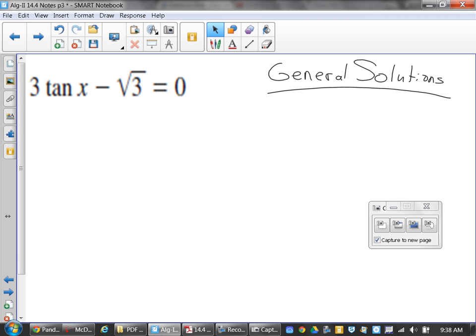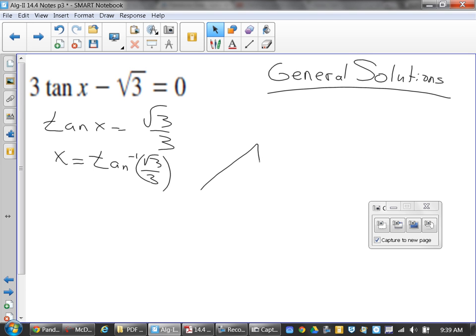So if we have 3 times the tangent of x minus root 3 equals 0, and I'm going to solve for x, does everybody agree I'm going to add the root and divide by 3? Yes. Okay. So I know I have tangent of x is root 3 over 3. So you're asking yourself, what angle has a tangent value of root 3 over 3? 1 over root 3, so 30. So I know that has to be at what degree, or what radian? Pi over 6. So in my triangle here, just so you can visualize this a little bit better, I'm at pi over 6.